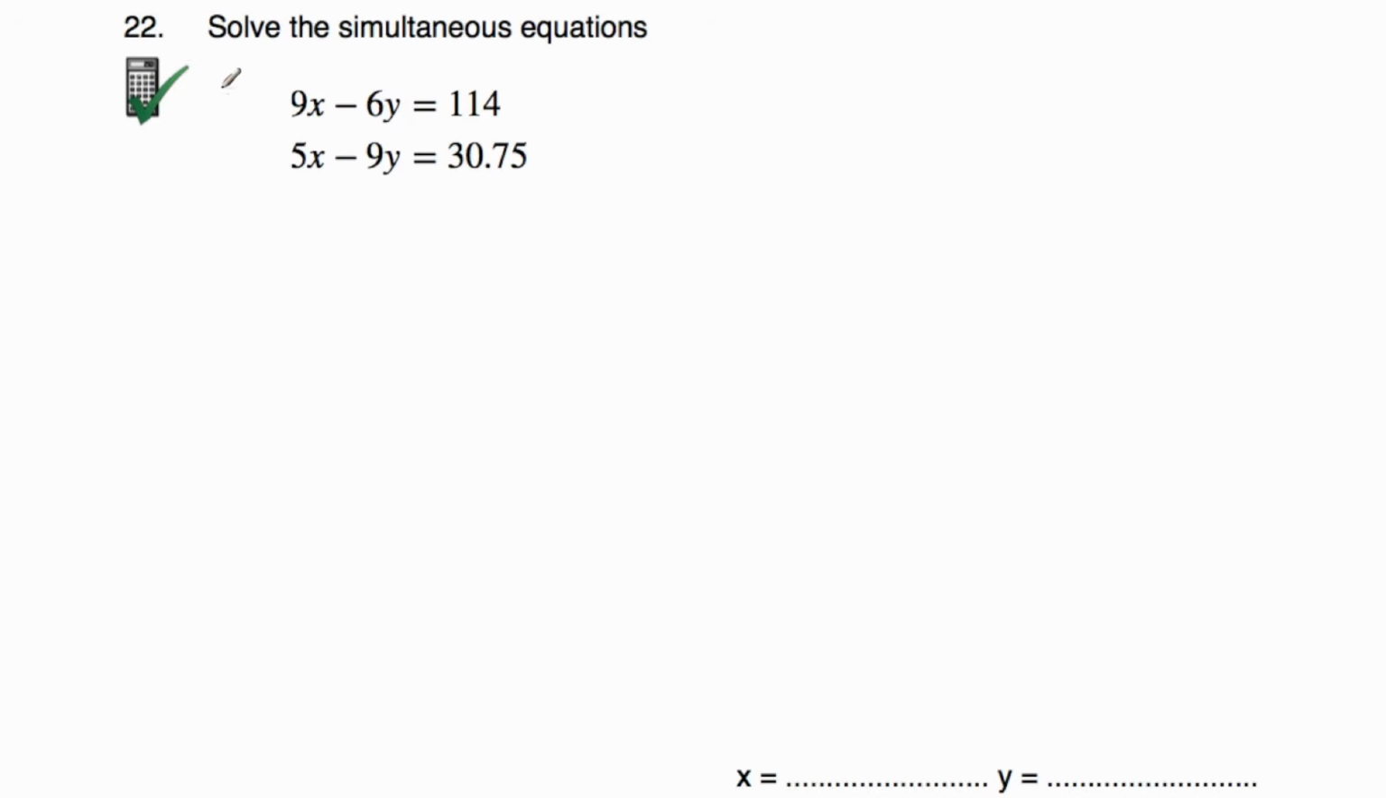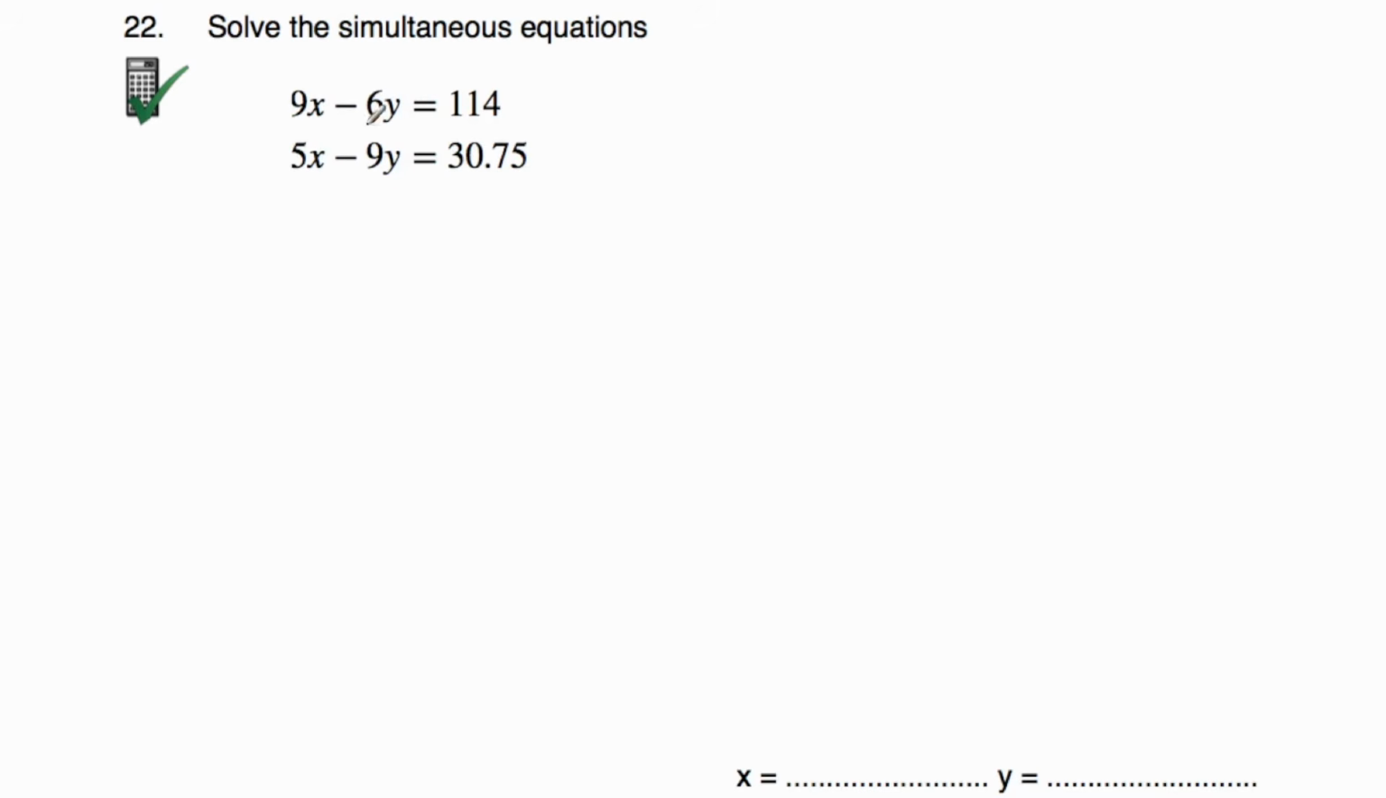Question number 22. Okay, let's have a look at question number 22. Now, question 22 is a calculator question, and we can see that the numbers are quite large here. We've got 9x minus 6y equals 114, and 5x minus 9y is equal to 30.75. So whenever we look at these equations, let's look at our y's. We've got minus 6y and minus 9y.